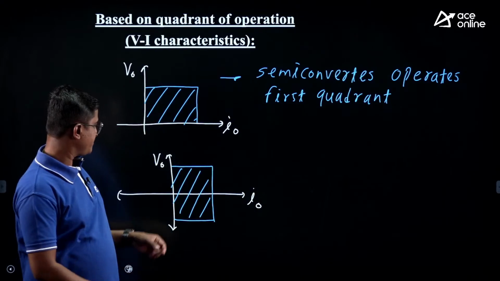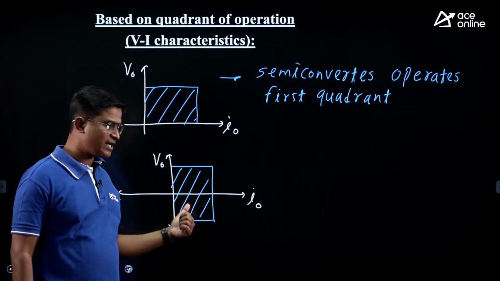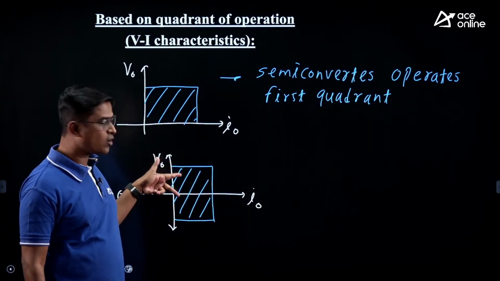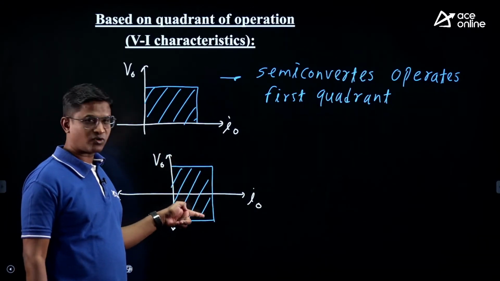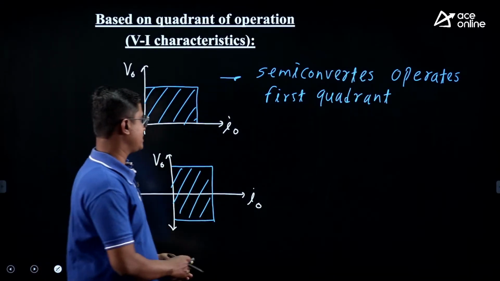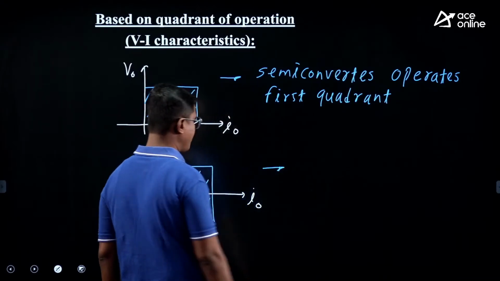Some rectifiers give output voltage positive as well as negative, but output current is only positive. So this is your two quadrant operation, the first and the fourth quadrant. That's why it is a two quadrant rectifier. So which rectifiers give this type of operation?